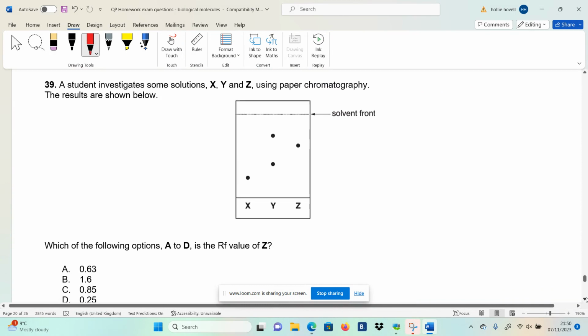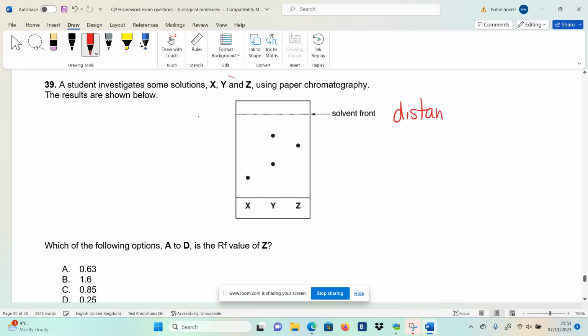Number 39, a student investigates the solutions X, Y, Z using paper chromatography. The results are shown below. Which of the following options A to D is the Rf value of Z? So you need to know how to calculate Rf values. In order to calculate Rf values, you do the distance that's moved by the dot, which is the solute, divided by the distance that's moved by the solvent.